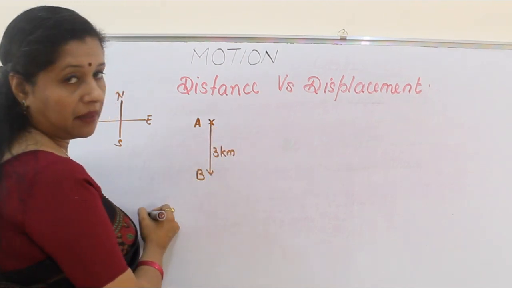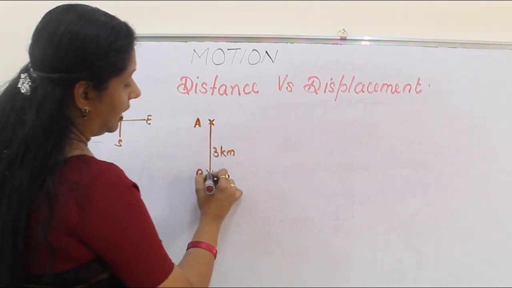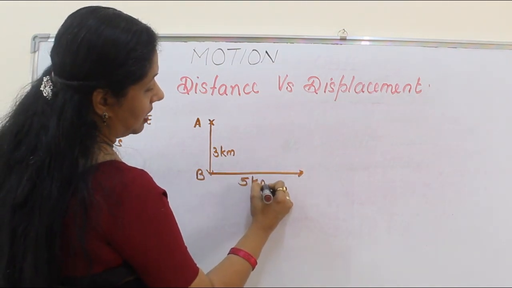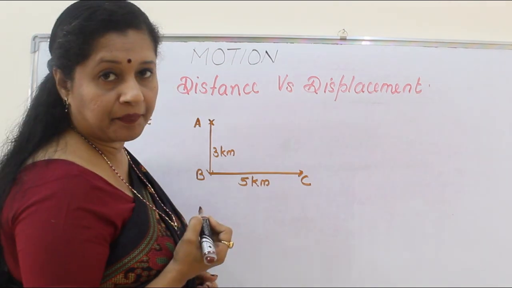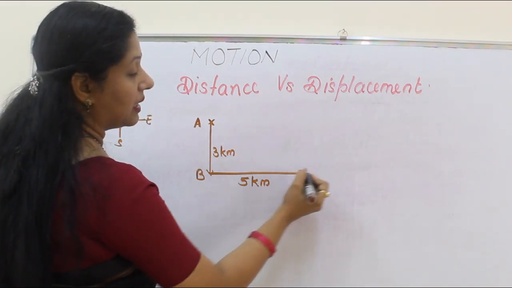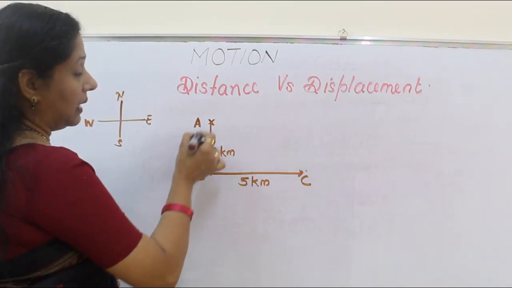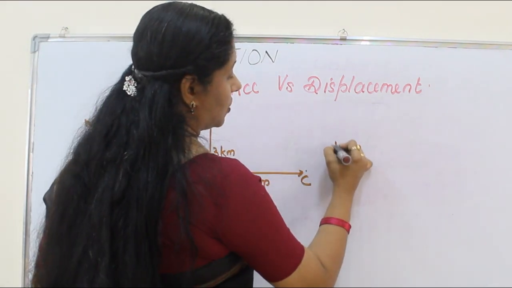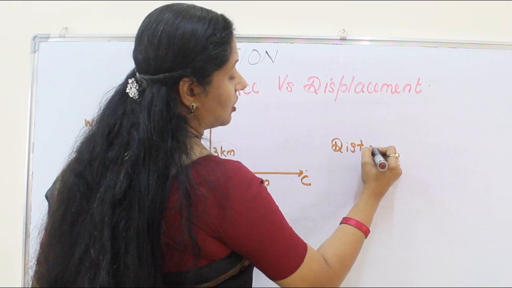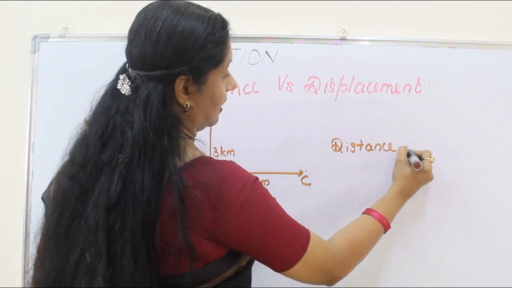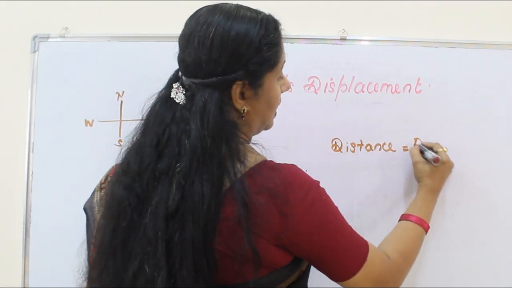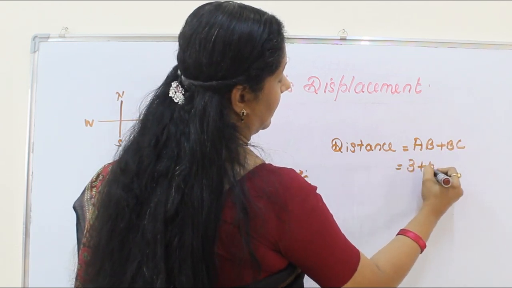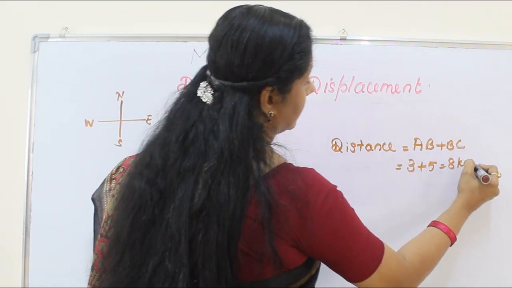a point B. After reaching point B, you are turning to the east and walking another 5 kilometers and you are reaching a point C. Maybe this is the destination you wanted to go. Now in this case, the actual path you traveled is the distance traveled. The actual path is the distance traveled, that is equal to AB plus BC. AB is 3 kilometers plus 5 kilometers, so in total you walked 8 kilometers.